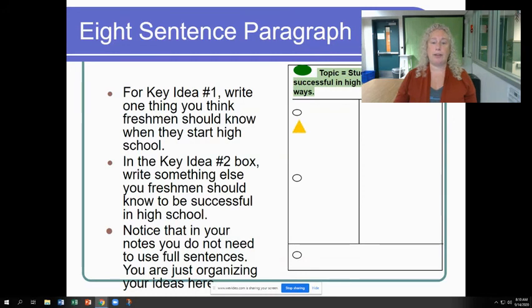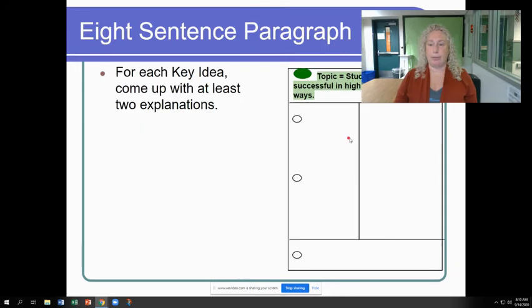So then I go in and I start doing my key ideas here. Key idea number 1, attendance is important. Key idea number 2, organization is important. Notice these are not complete sentences. I'm just jotting down my ideas. I'm just taking some notes here. Okay, why is attendance important?